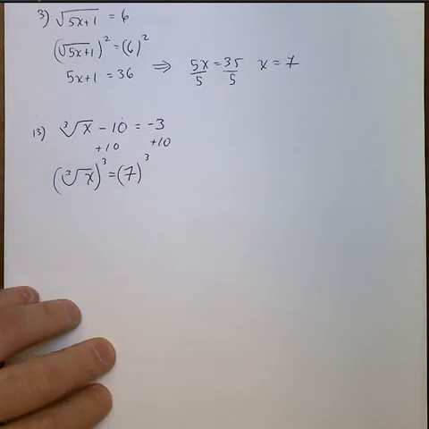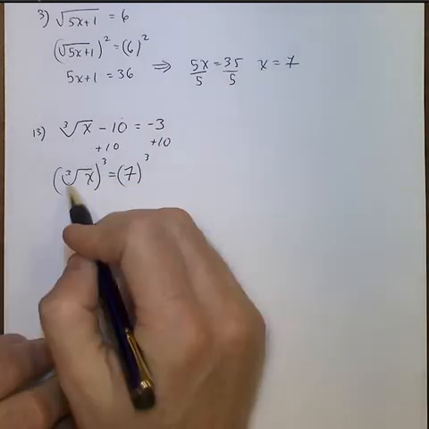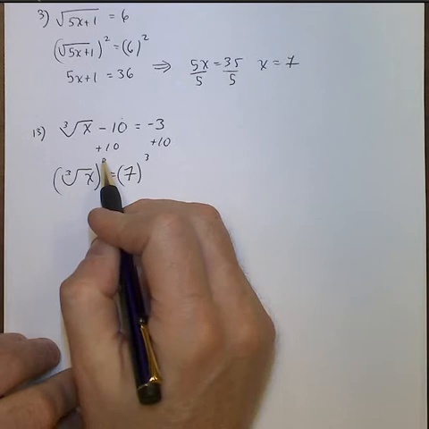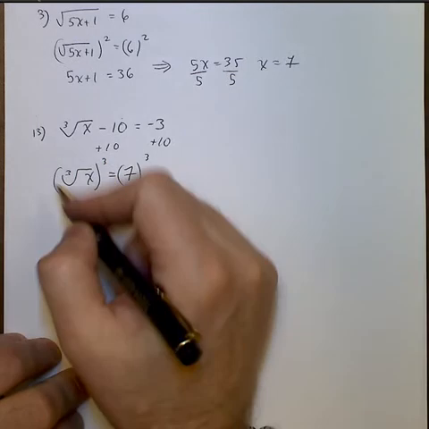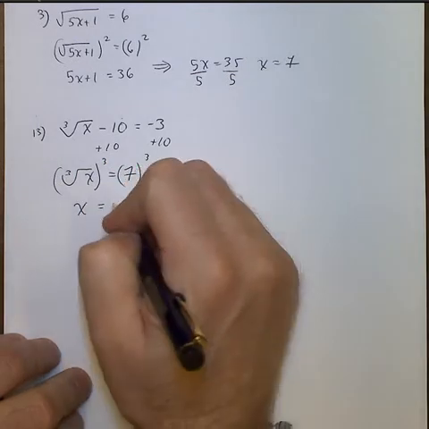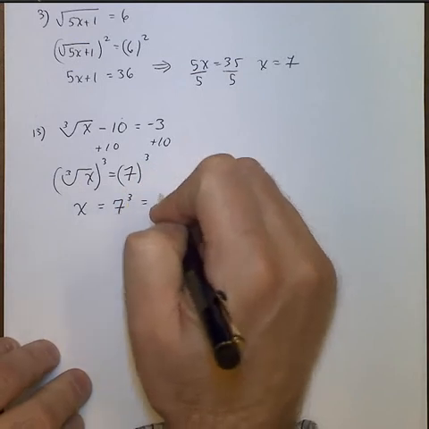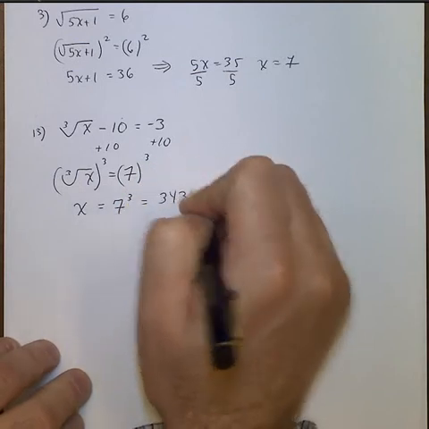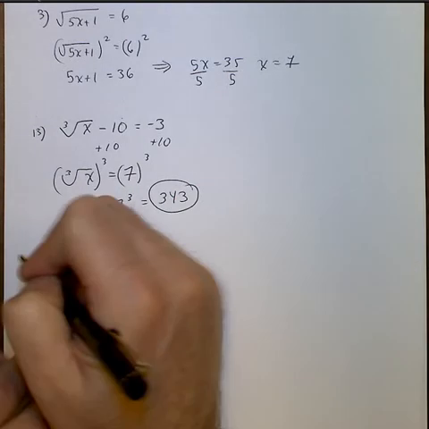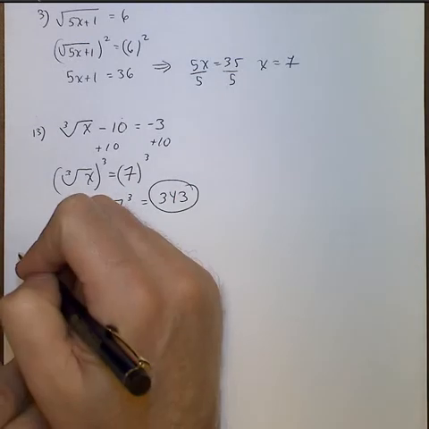It's a cube root. So if we raise to the power of 3, basically the radical goes away, and we're left with x equals 7 cubed, and 7 cubed, if you do that on your calculator, is 343. All right, let me go ahead and show you number 23.